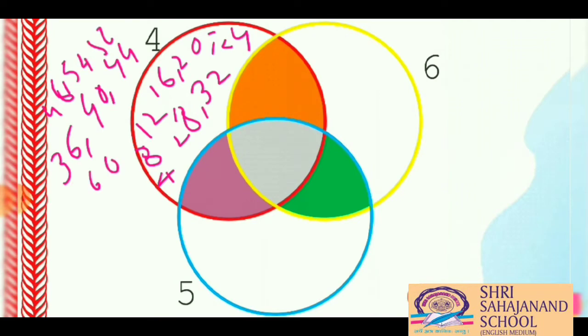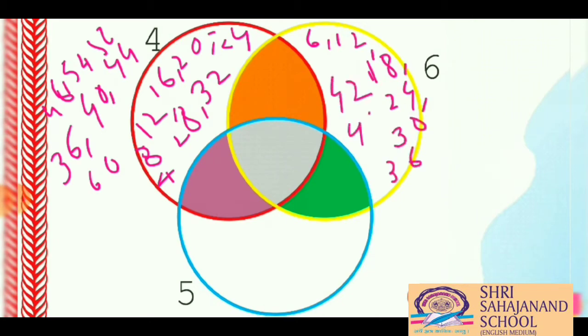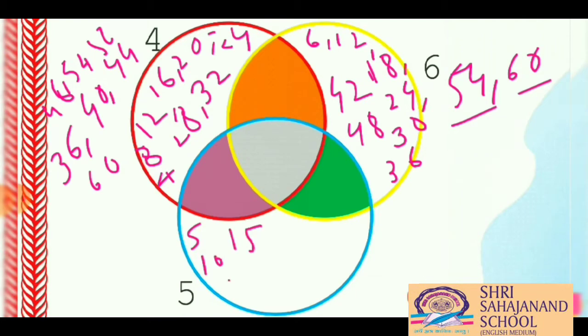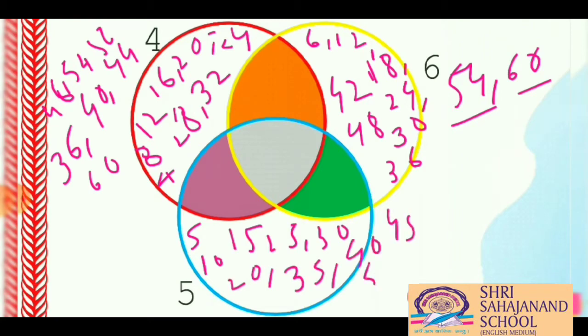Now for the 6 I am writing the multiples: 6, 12, 18, 24, 30, 36, 42, 48, 54 and 60. These are the multiples of 6. Now the multiples of 5: 5, 10, 15, 20, 25, 30, 35, 40, 45, 50, 55 and 60. Okay, so multiples till 60 we have written.